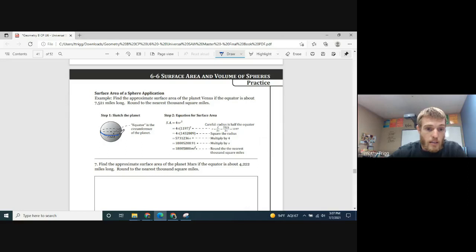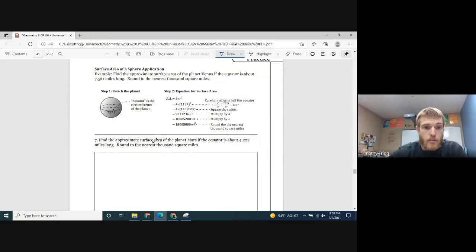Now, the equator is basically going around like a great circle. It's a great circle through the middle of the planet. That's the equator. That's the same as the circumference of that sphere. So the circumference is 2 pi r, 2 times pi times r. That's what this number gives you. This is the circumference. So in our case, that circumference, 7,521, equals 2 times pi times r.